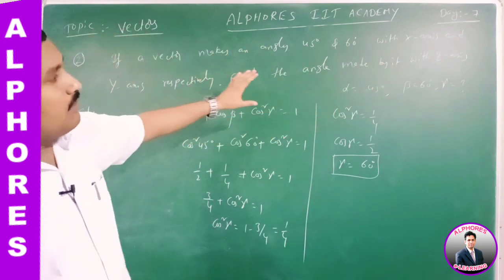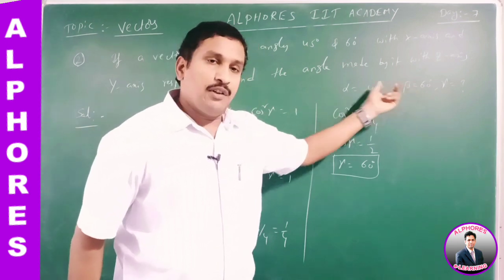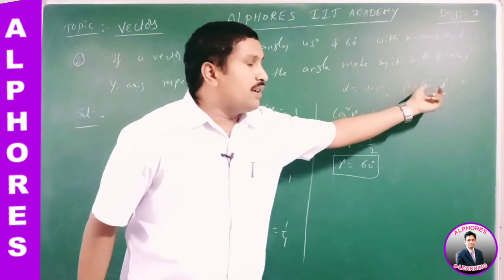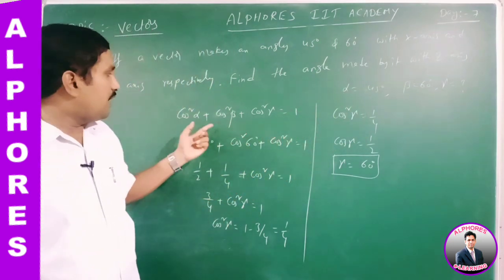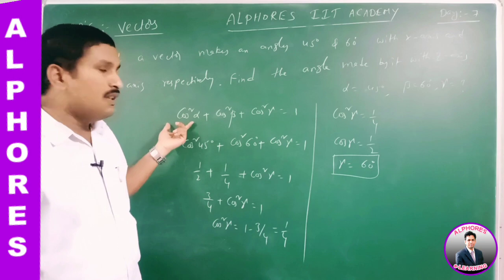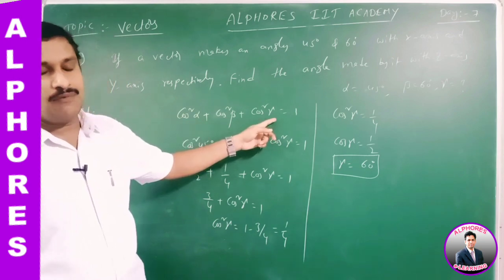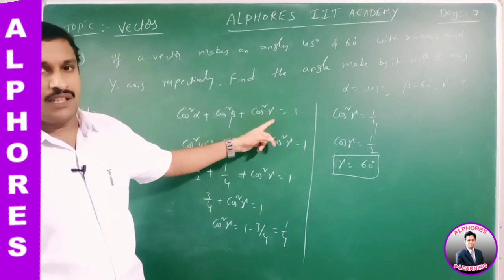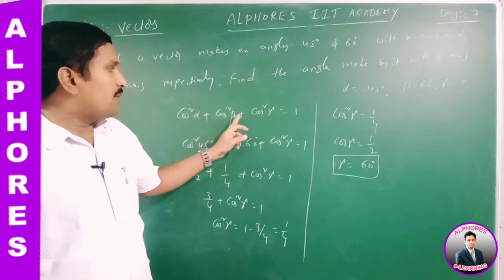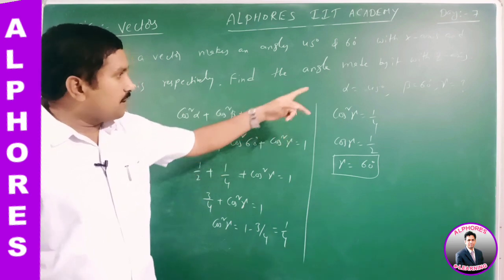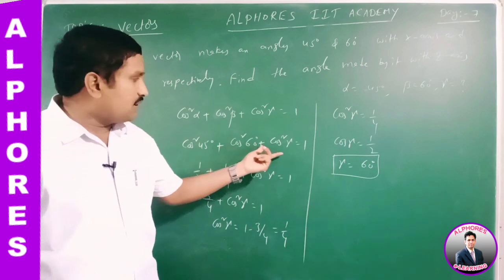Now in order to find the value of gamma, according to the data, alpha is given and beta is also given. If we know the values of alpha and beta, in order to find the value of gamma we have to take the relation between the directional cosines. The sum of the squares of the directional cosines is always 1, as per the concept of directional cosines in 3-dimensional resolution of vectors, right? So cos square alpha plus cos square beta plus cos square gamma is equal to 1. Now by substituting these values, cos square 45 plus cos square 60 plus cos square gamma is equal to 1.